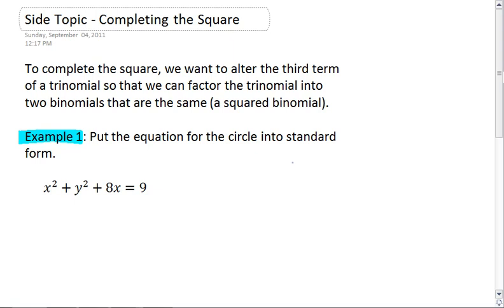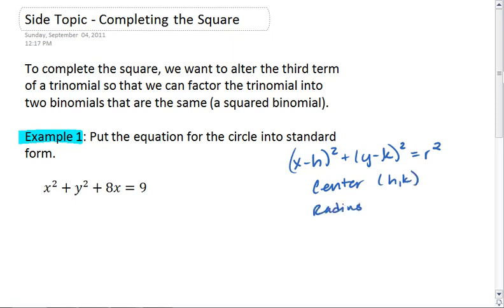That is, that we have (x minus h) squared plus (y minus k) squared equals r squared, where the center of the circle is h comma k and the radius has a length of r.